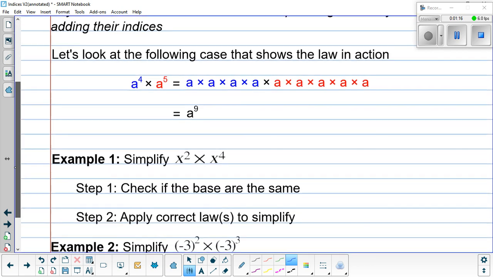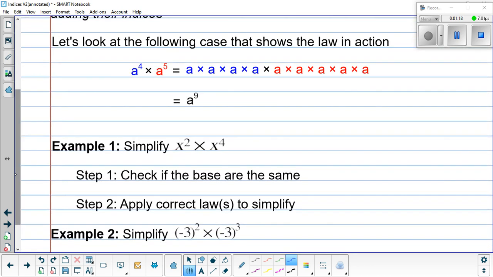So, example 1. We have x squared times x to the power of 4. First, check if the bases are the same. We have an x here and an x here, so we can continue. Step 2, apply the correct law, or laws. Here we have x to the 2 plus 4, and you do not have to show this step, but it may be helpful for some of you. So we get x to the power of 6.